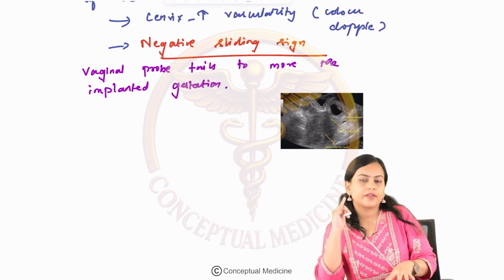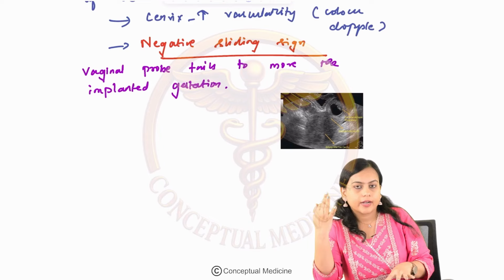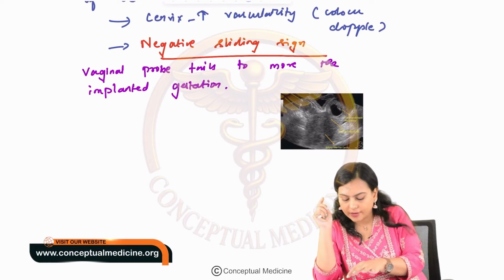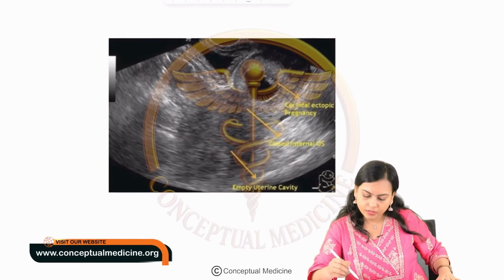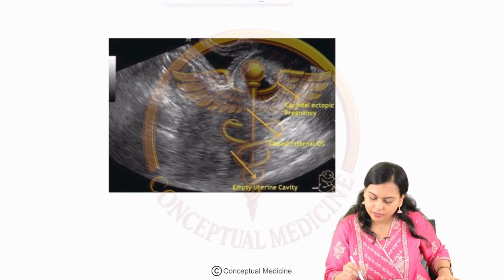So you will have an empty uterine cavity, a G-sac at the level of the cervix, and then you will have an hourglass shape because both the uterus and cervix are going to get dilated. There will be increased vascularity that we have seen, and a negative sliding sign will be seen in the case of cervical ectopic. So, this is an ultrasound picture of a cervical ectopic. I hope you are able to see how this hourglass shape is coming, right?